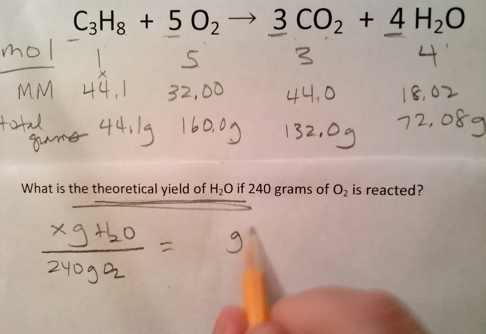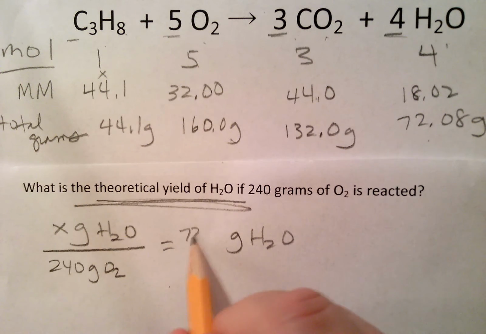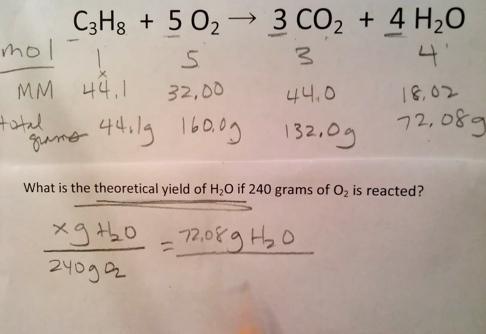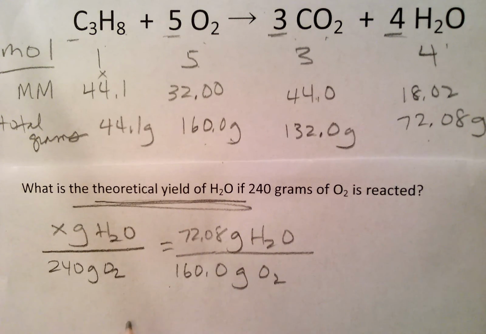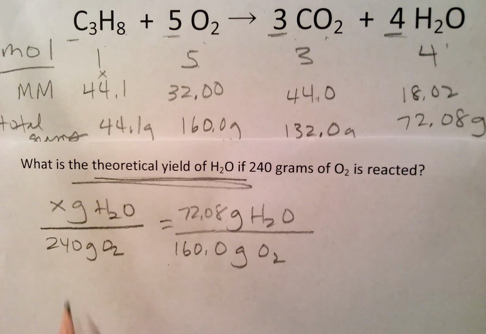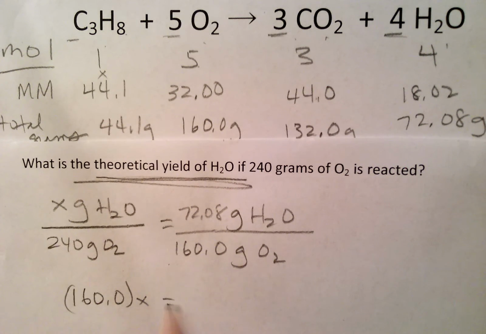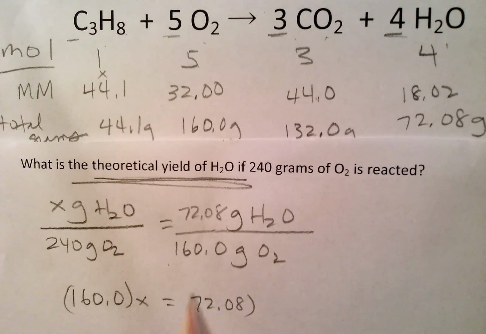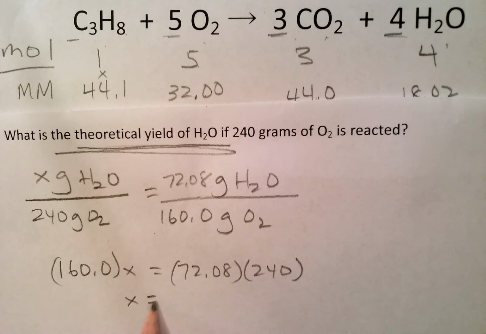When we solve for X here, we're going to get 160.0 times X equals 72.08 times 240. And when I solve for X, I get 10.8 grams of H2O. Okay, so we just solve for X the same way we always do. Theoretical yield is not scary. It is simply the number of grams that would be produced.